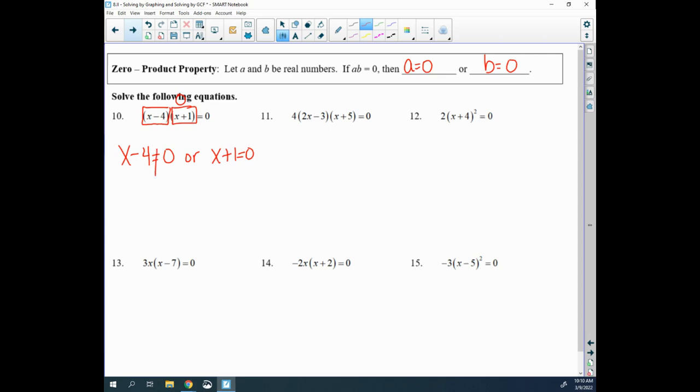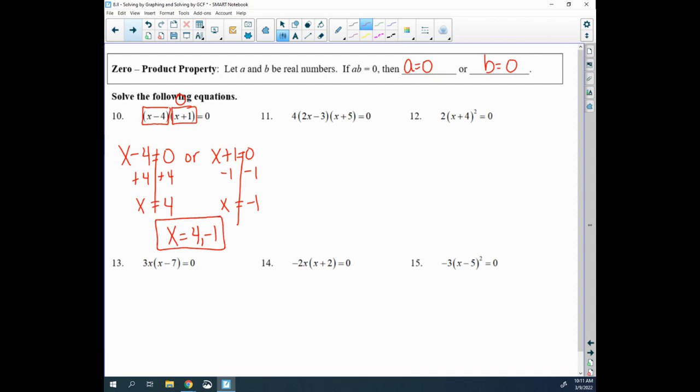Now you just solve it. So to undo subtracting 4, we add 4. Over here, to undo adding 1, we subtract 1. So what happens is I get 2 different answers. Either x is 4 or negative 1.